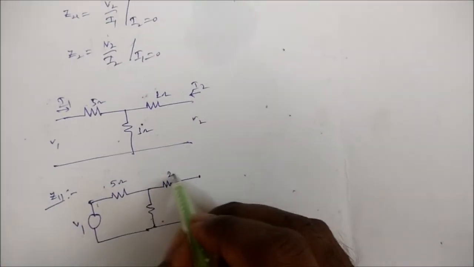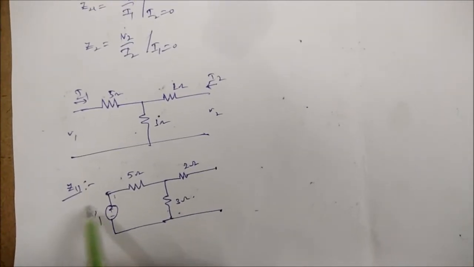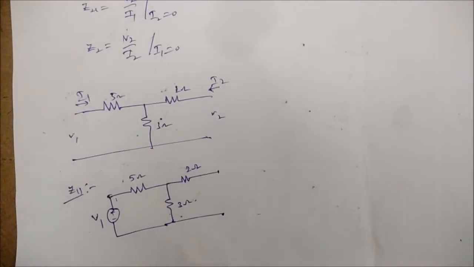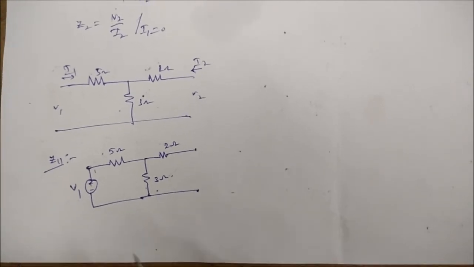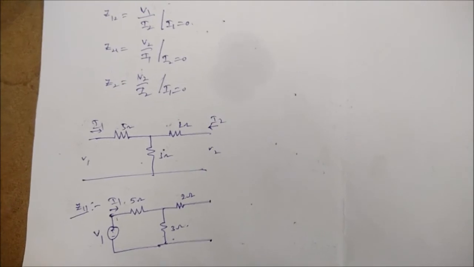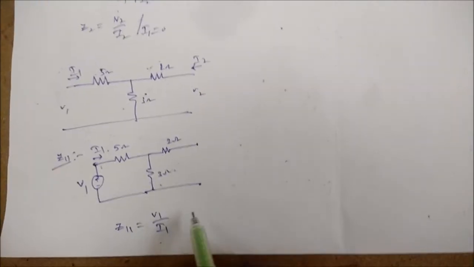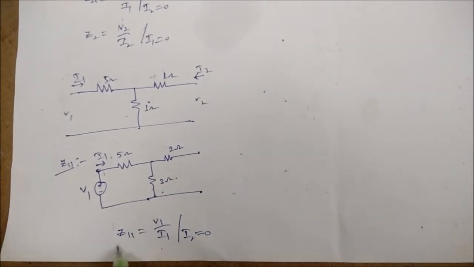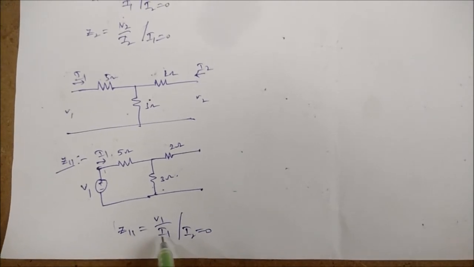So this is 5 ohms, this is 2 ohms and this is 3 ohms. Here this is the voltage V1. Here you can directly take V1, otherwise you can give some value to V1 like 1 volt, 2 volt, 3 volt, any voltage you can give. Finally we will get the same answer, whatever it may be. So now this is I1. Z11 is equal to V1 by I1 at I2 equal to 0. I2 is equal to 0, we have already made it. So we need to find out this value V1 by I1.